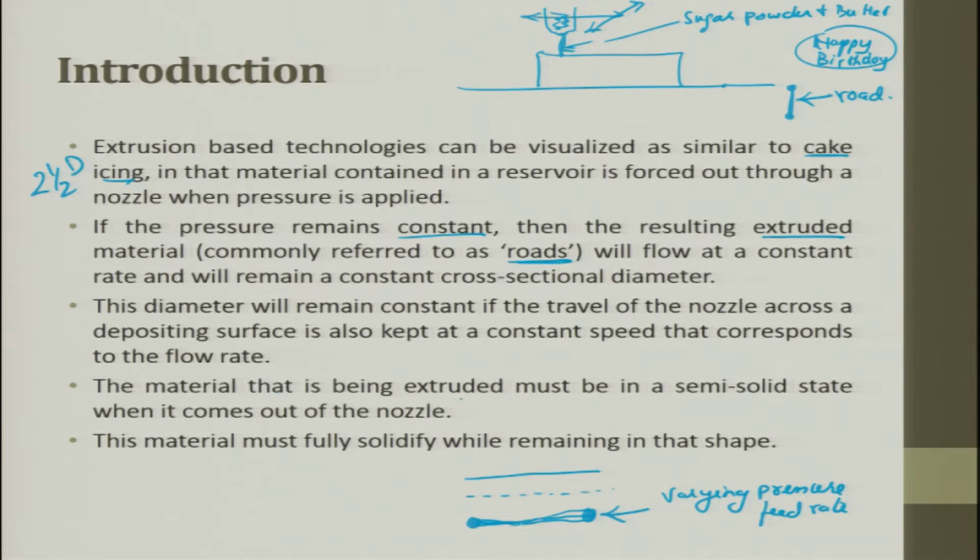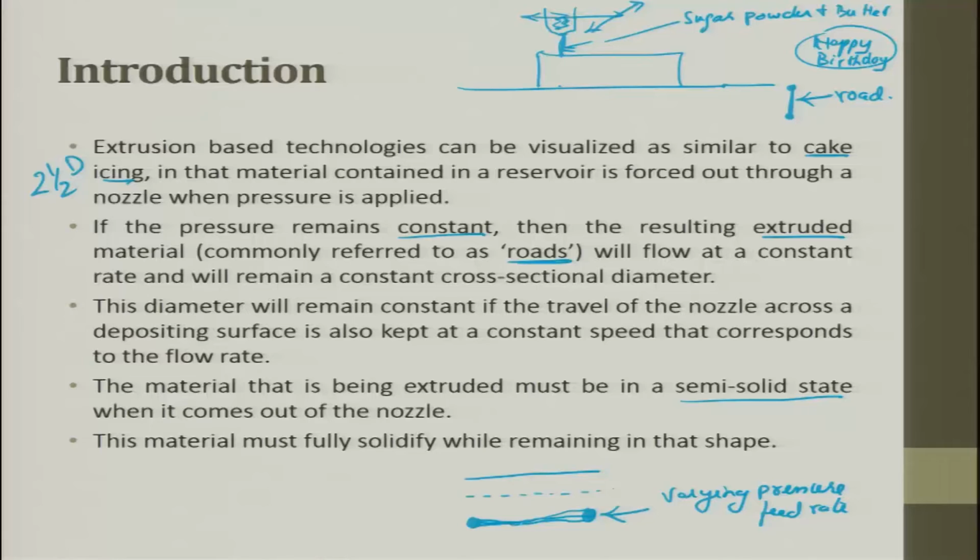The material that is being extruded must be in a semi-solid state. Go back to this icing example, and please remember this cake icing, which is a very good analogy. If it has become solid, then you can't push it through the nozzle, or you have to apply a lot of pressure to push it through the nozzle. When it becomes solid and you apply a lot of pressure, there can be a discontinuity in the flow that comes out of the nozzle.